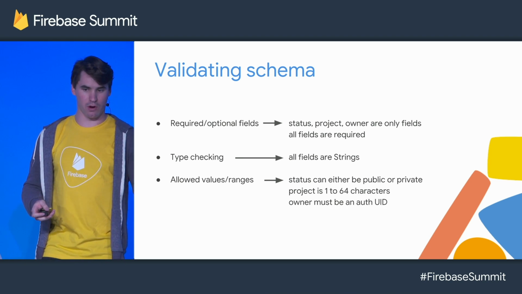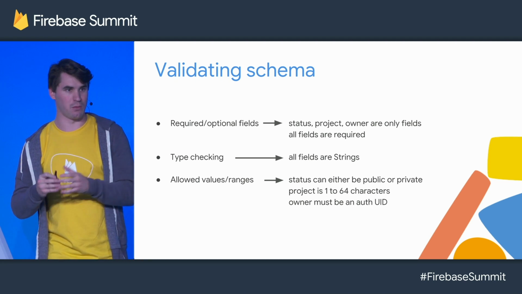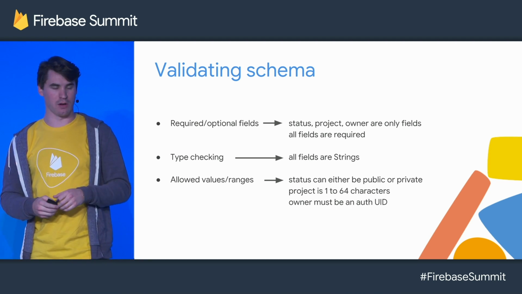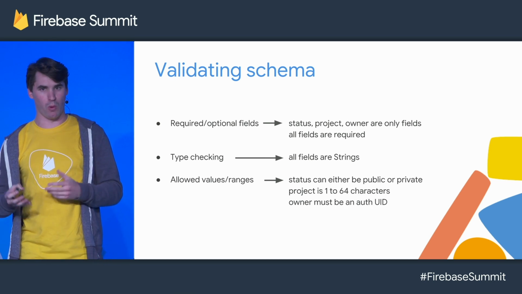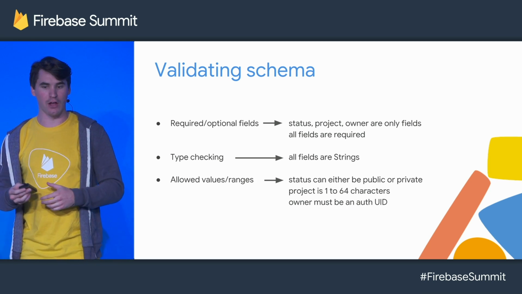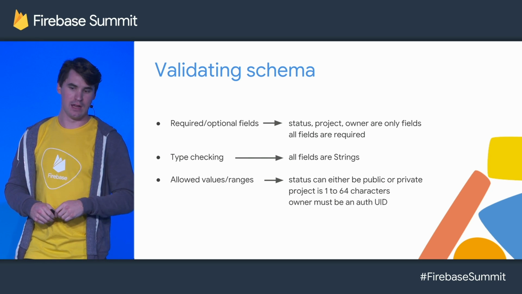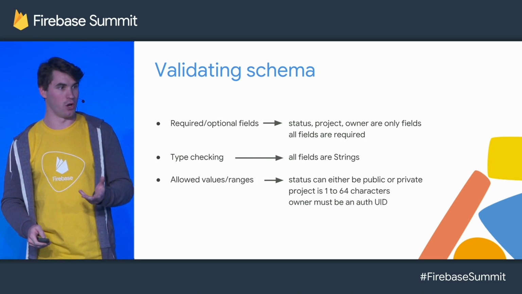So in our case, we're going to require status, project, and owner. We want to make sure that they're the only fields being provided, and we also want to make sure that they are always provided. We're going to do type checking as well, so we're going to make sure that all things are strings, but you can imagine that people have timestamps or geopoints or other things. And then lastly, we're going to add some allowed values or ranges. So for instance, status can only be the strings public or private. Project, we want to impose limits, and the owner must be the auth user ID.